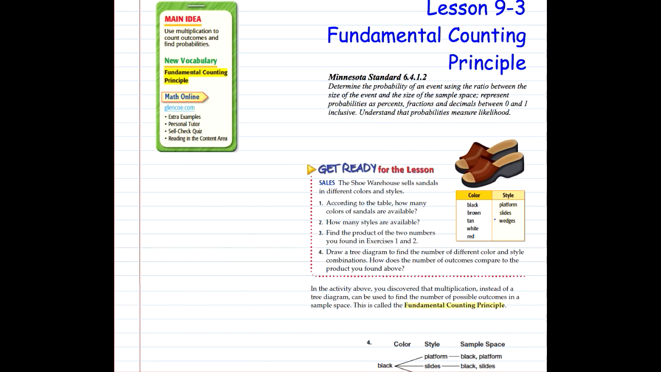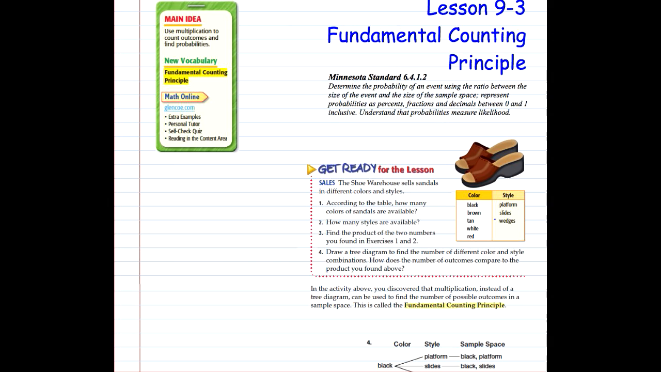This is Lesson 9.3, Fundamental Counting Principle. The Shoe Warehouse sells sandals in different colors and styles. According to the table, how many colors of sandals are available? 1, 2, 3, 4, 5. 5 colors available.